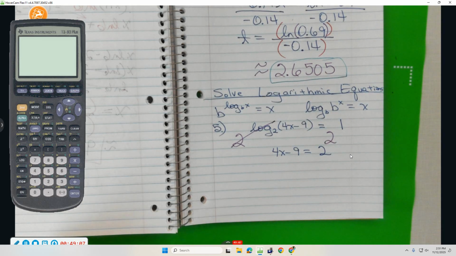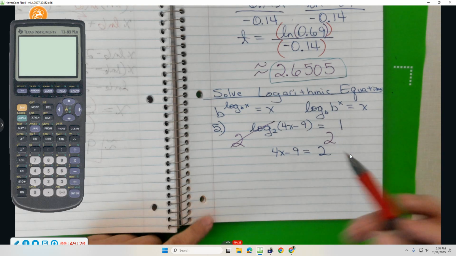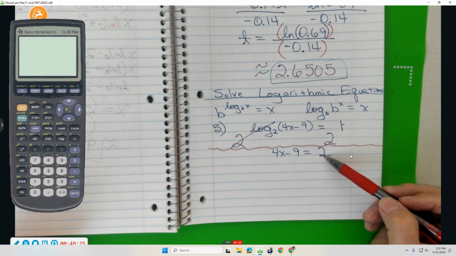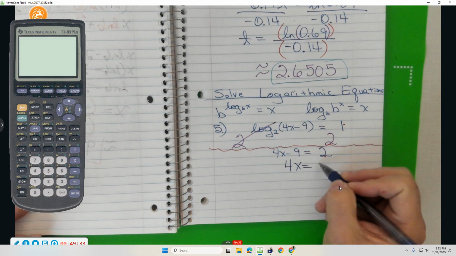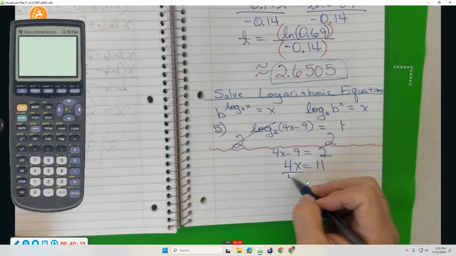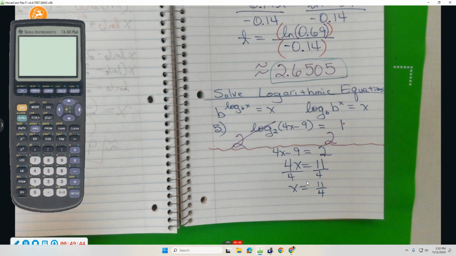Now we don't have exponents, we don't have logarithms. This is a linear equation. There's only one sensible next step to solving a linear equation. 2 to the first became a 2. What do I do next if I'm trying to get x by itself? Add 9 to give us 4x is equal to 11. And then divide by 4 to give us x equals 11 over 4.